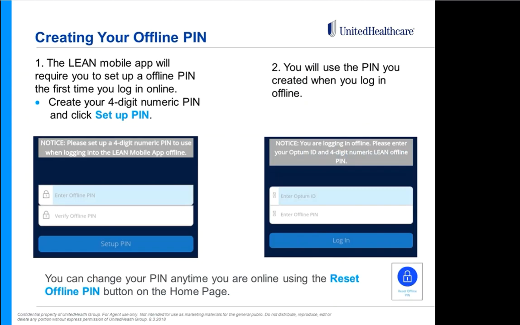Please note that if you use the mobile app offline, you need to log in online first. After logging in online the first time, you will be required to set up a 4-digit PIN used to log in offline. Offline logins will use your Optum ID and offline PIN. You can reset your PIN from the LEAN homepage when you are online in the mobile app. No one else will know your PIN, and please do not share your PIN with others.